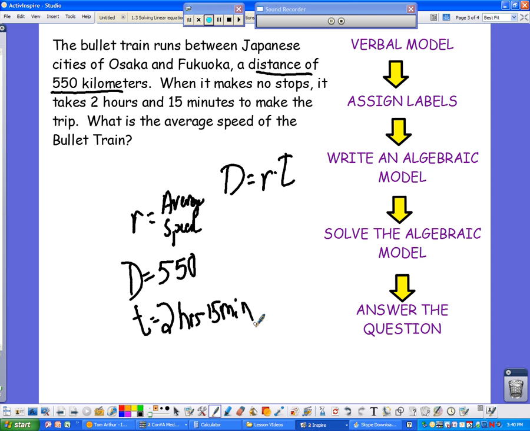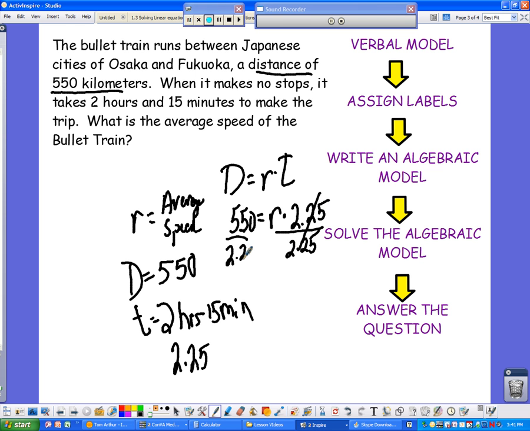Okay, another way to write 2 hours and 15 minutes would be 2.25. So the distance is 550, the rate is what we're looking for, and our time is 2.25. The last step is just to solve it, and you get R equals 244.4. That's your final answer.